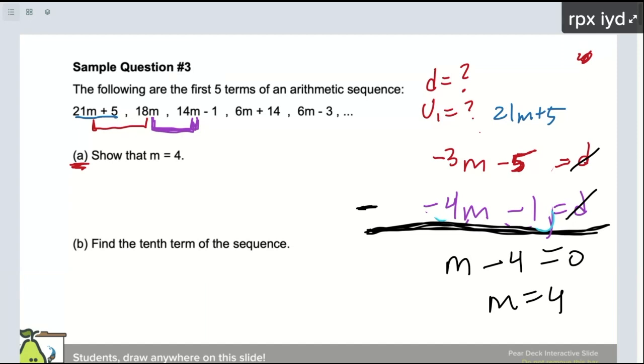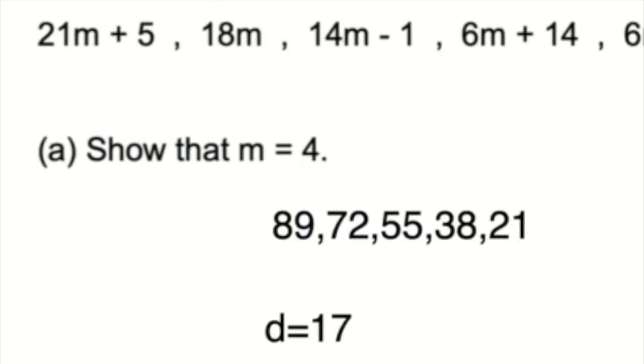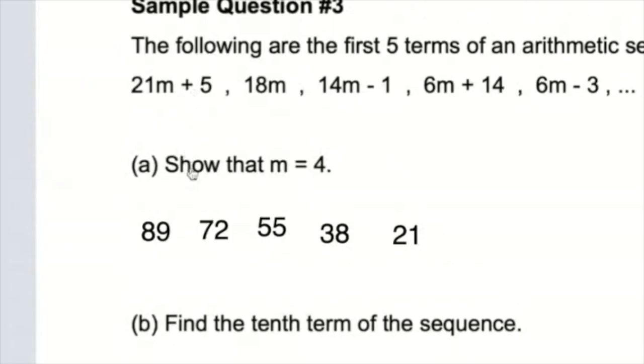So now we know that m is 4. We've shown that it's 4. Now we can go back and substitute 4 in for all of these. So this person, all they did is they took 4 and put it in for all these terms, and that's how they found their sequence.